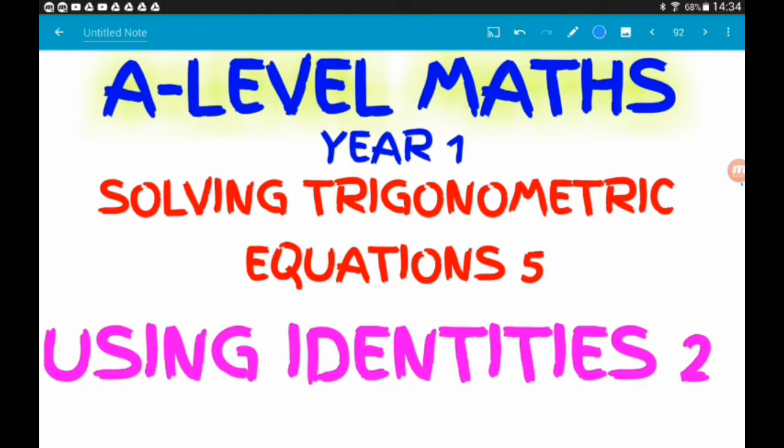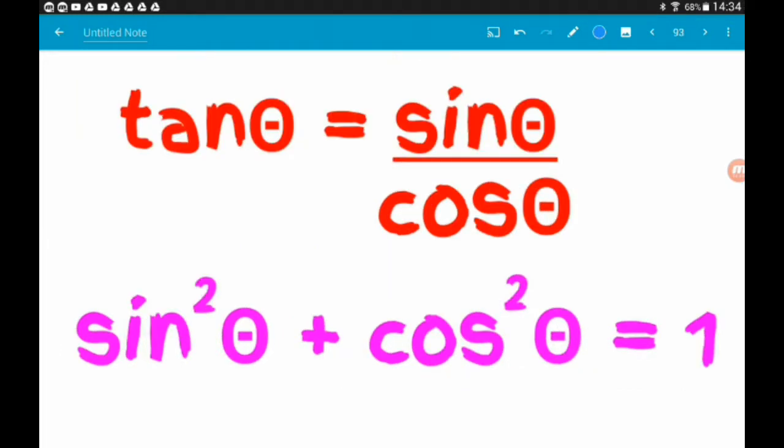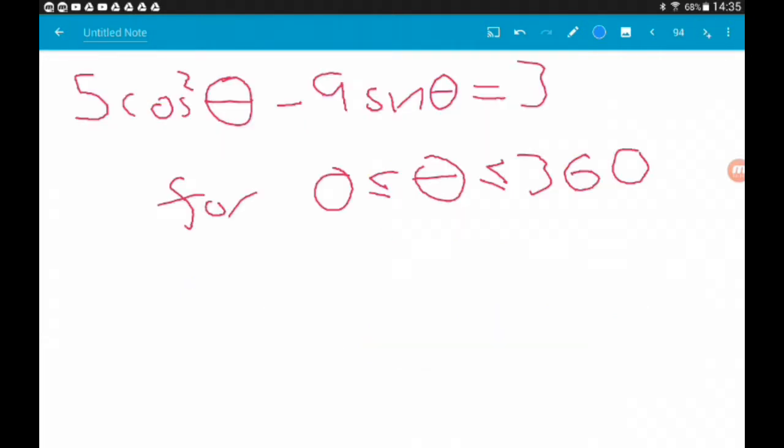So, the identities again, remember, are these guys. We don't necessarily need to use them both. And this time, the equation we're solving is 5 cos squared of theta minus 9 sin theta is equal to 3 for values of theta between 0 and 360 degrees.